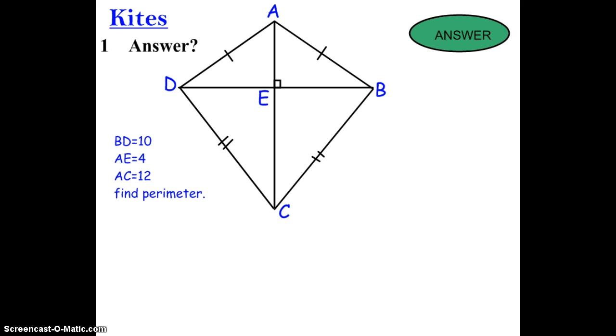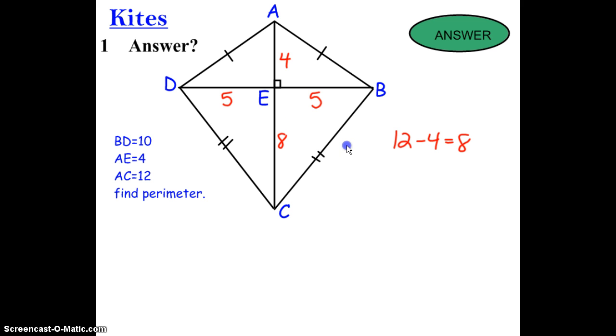Okay, let's look at a problem here. So we have BD is 10. Well, that's the shorter diagonal, so that's going to be bisected. So these are each 5. AE is 4. And the length of A to C is 12. 12 minus 4 gives us 8.